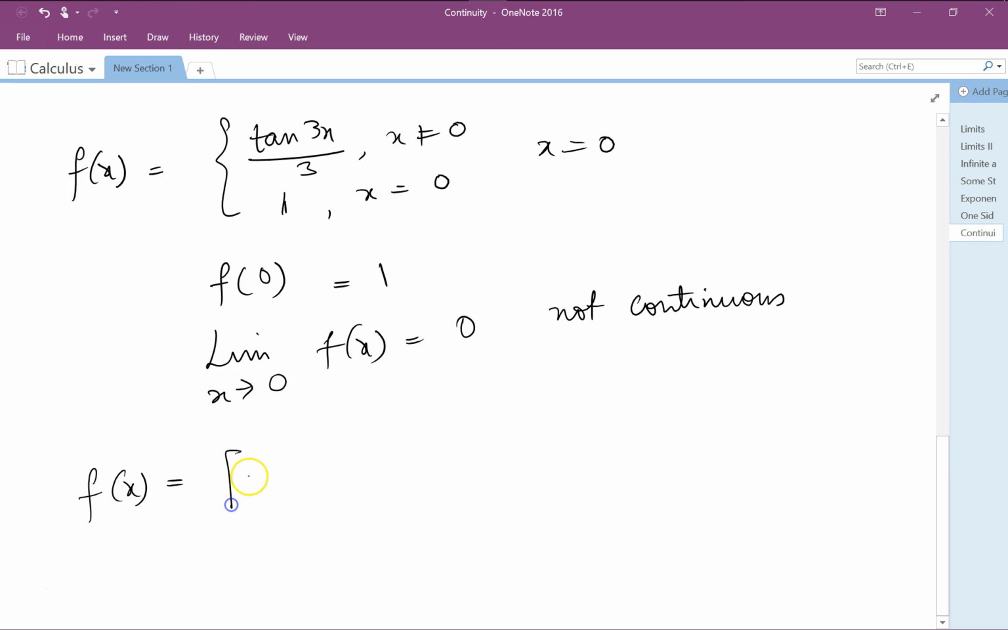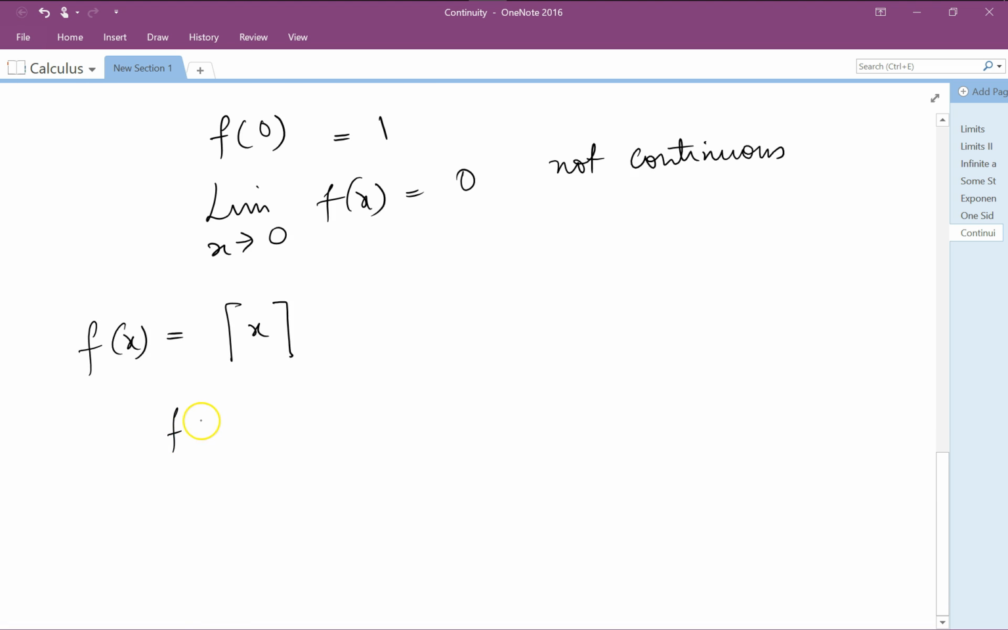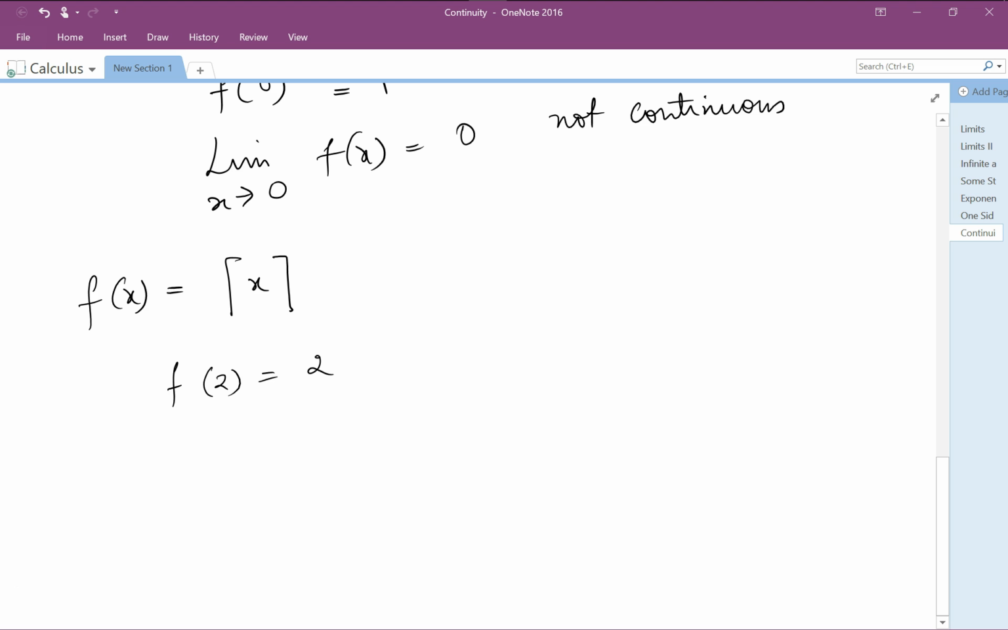Let's look at the next one. f of x equal to the ceiling function. Let's take any integer value, say 2. f of 2 is equal to 2, so f of a itself exists. Now the limit as x approaches 2 from the negative side. From the negative side means from the side of 1 and 2. As we go closer and closer to 2, in all these cases it will remain 2. So it is equal to 2.